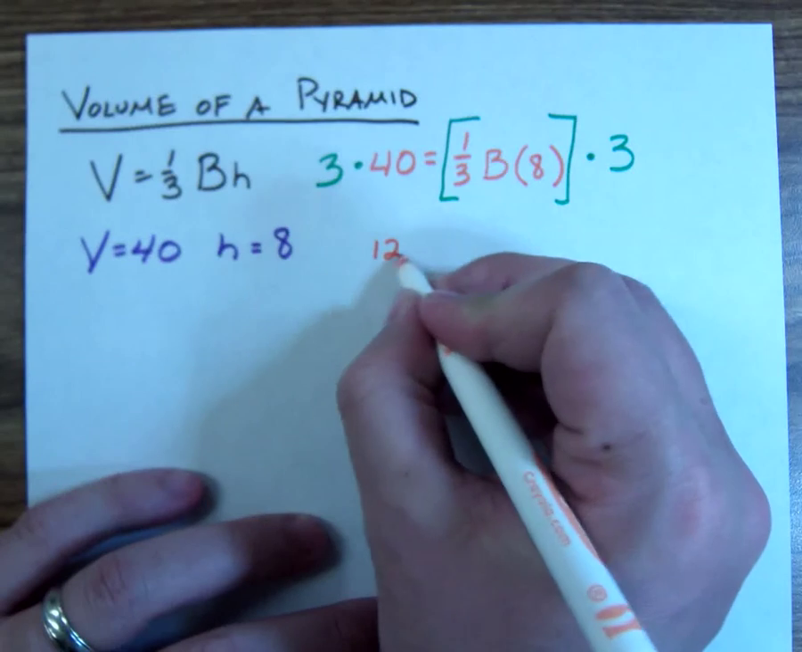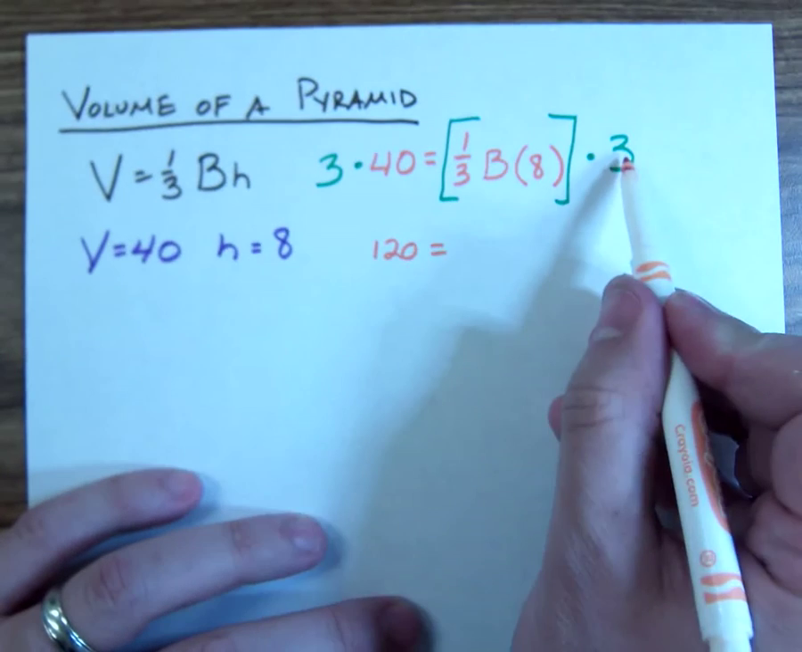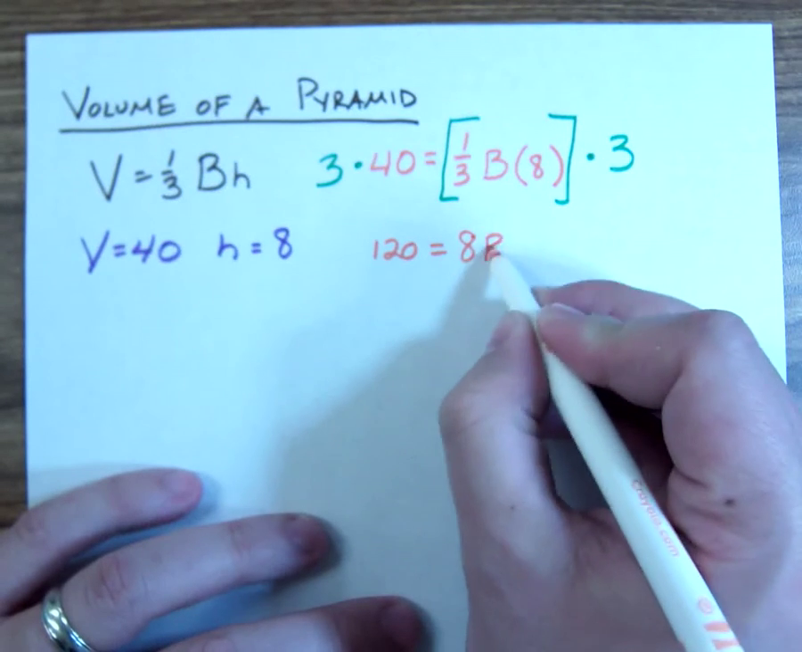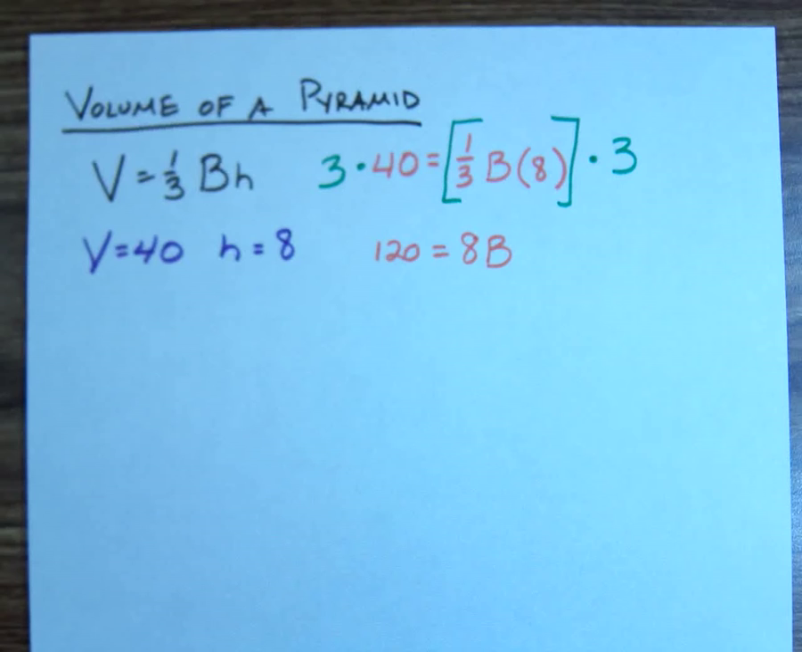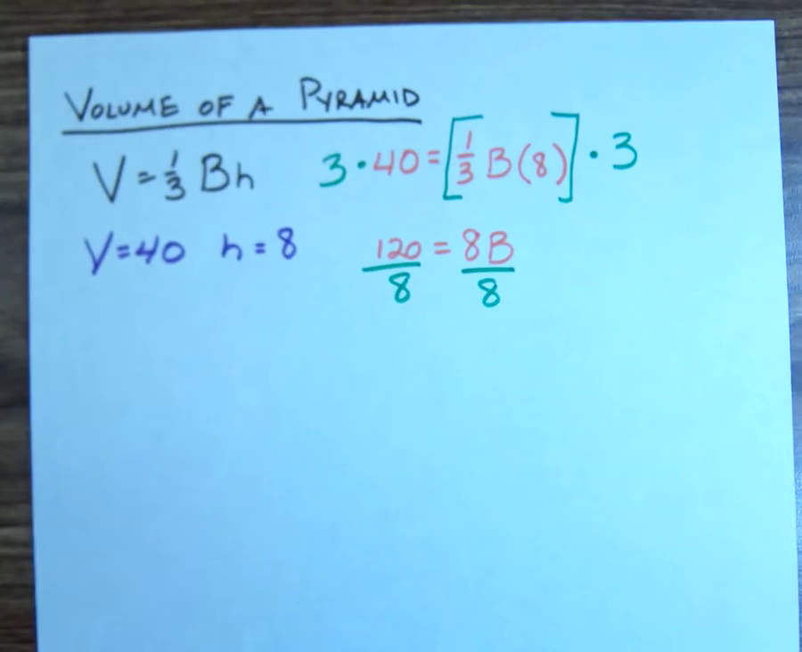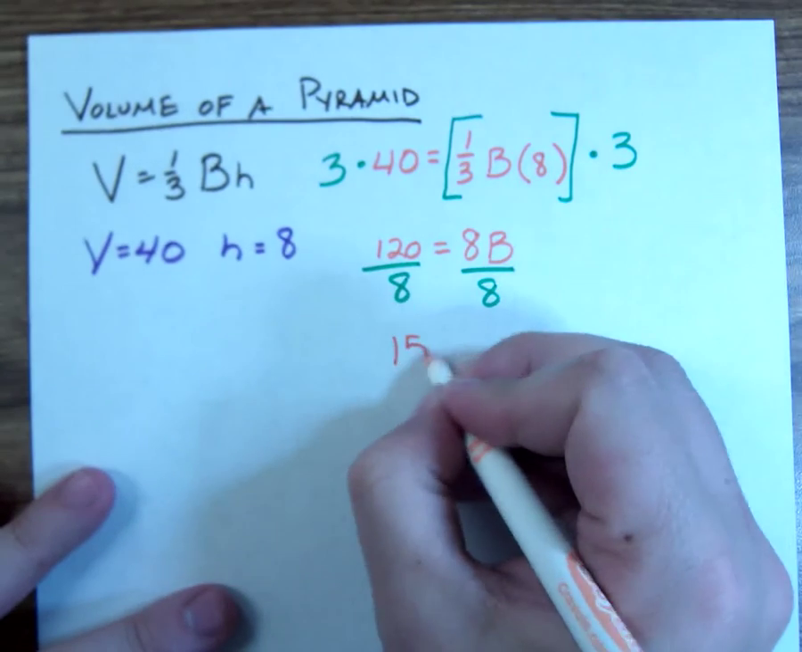That'll give me 120 on the left, and on the right, 1/3 times 3 is 1, and all I'm left with is b times 8, which I'm going to write as 8b. Why wouldn't that be 9B? We have 1B. It's 8 times b, not plus. Oh, okay. Now what? Divide. Let's divide. So that's going to be 15.